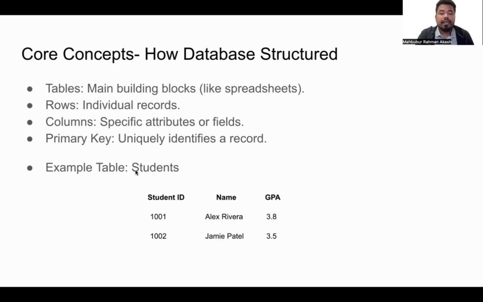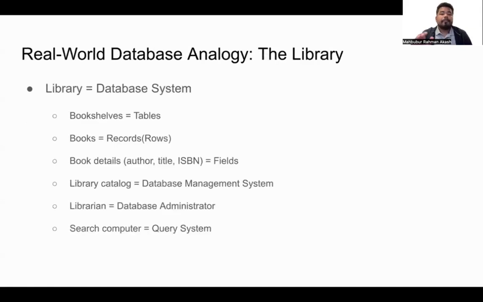So this is how a structured relational database is structured. All right, let's see an example. Think of a library. The shelves represent tables. Each book is a record, and the book's details like title, author, ISBN are fields or attributes. Now imagine finding any book instantly with a search bar. That's the power of a database.